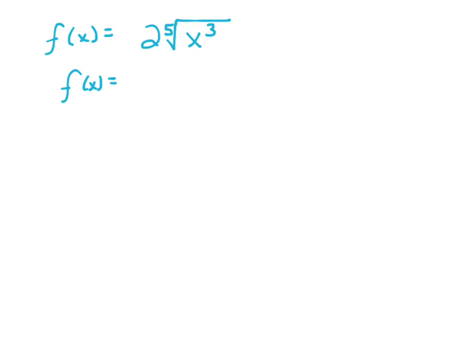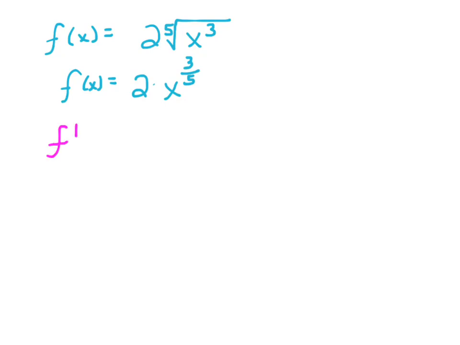So f of x is going to be equal to, now this 2 that's out on the front, it's going to stay 2 times x. It's a 5th root, and so that 5 is going to go in the denominator, but that exponent of 3 that's on the x, it's going to go into the numerator. So the 5th root of x cubed is rewritten as x to the 3/5 power. Now I have it in the form of x to the n, and I'm ready to take a derivative.